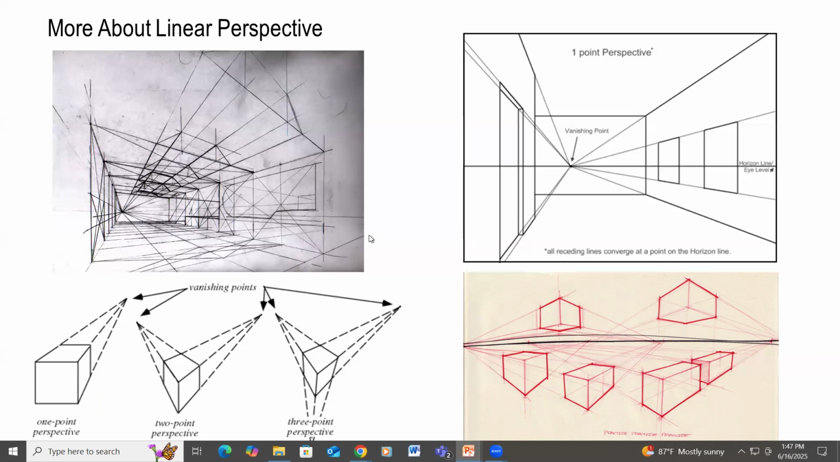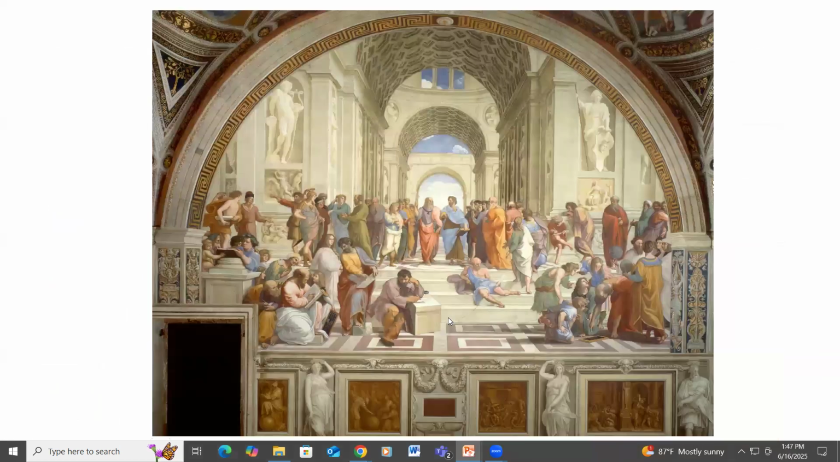Okay. There is also something called three-point perspective, but we're not going to have to worry about that today. So here are some examples of artwork we've already seen that are a great example of perspective. In this case, the School of Athens is a fantastic example of one-point perspective.